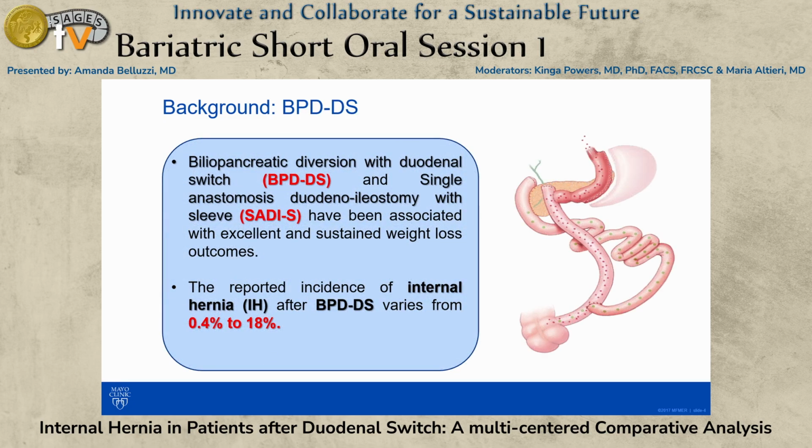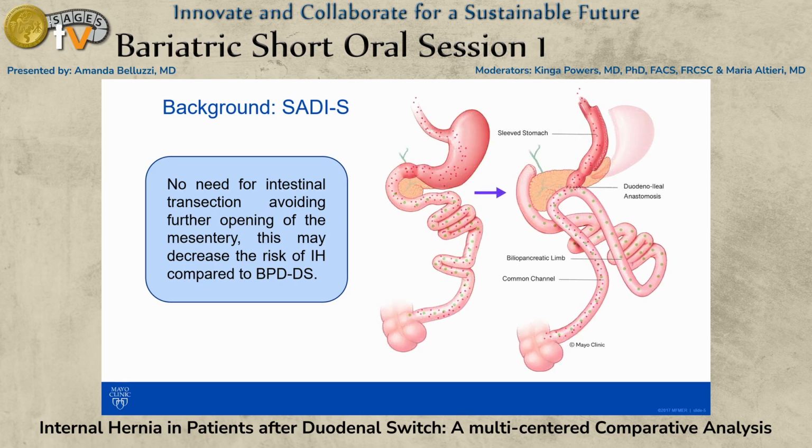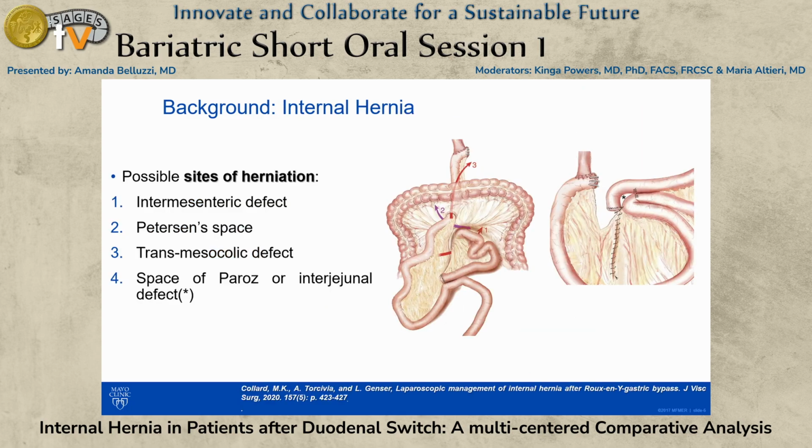BPDS, that is to say, biliopancreatic diversion with duodenal switch, and SAGES, single anastomosis duodenoileostomy with sleeve, have been associated with excellent and sustained weight loss outcomes among the most commonly performed bariatric procedures. The reported incidence of internal hernia after BPDS varies from 0.4 to 18% of cases. We have to point out that in SAGES, as you can see from the picture, there is no need for intestinal transection, avoiding further opening of the mesentery. This may decrease the risk of internal hernia compared to BPDS.